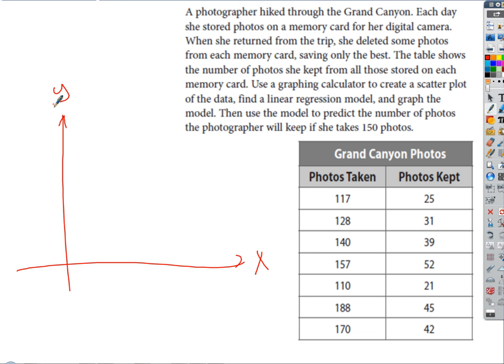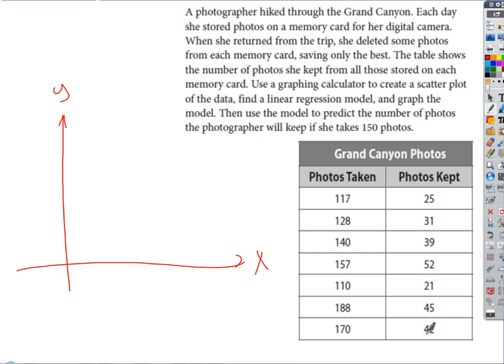What do you think? Think about the two things that we're looking at here: the number of photos taken and how many of those are actually kept. We want to set up a situation where we can predict one of these quantities based on the other. Yeah, good. The independent would be the photos taken. She just takes a bunch of pictures each day, but then the number that she takes is going to help determine how many she actually keeps, right? So independent, dependent.